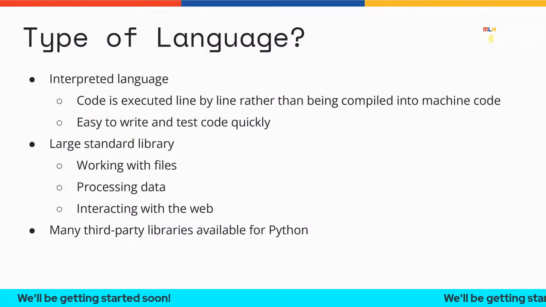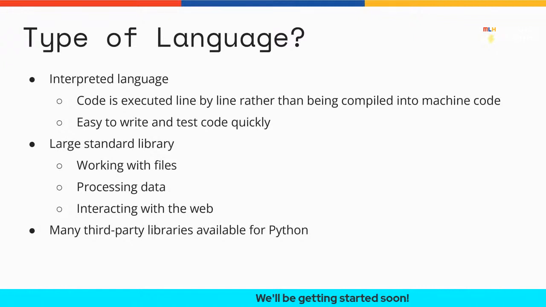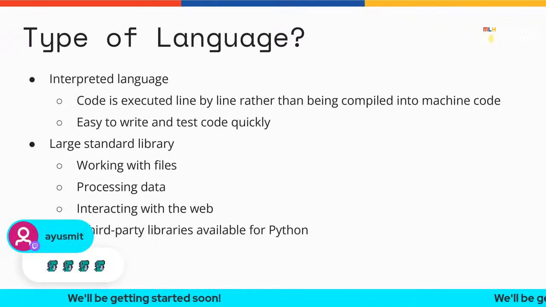So we went over what type of language Python is yesterday. It's an interpreted language. Code is executed line by line rather than compiled to machine code. I love this, by the way.